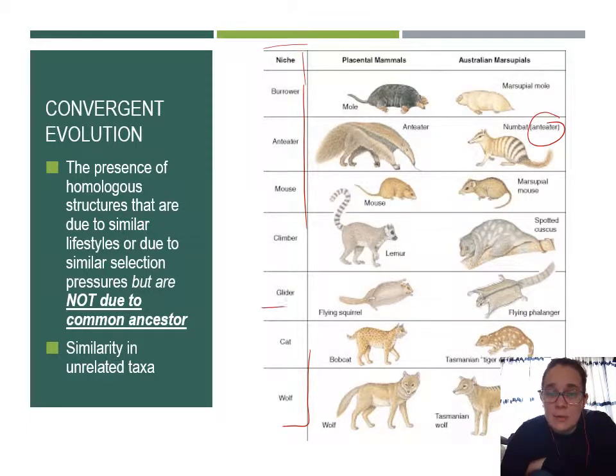Even down here, when we look at things that glide, so our flying squirrel versus our flying phalanger, that's a hard one to say, those guys aren't related to each other. They just share common traits. They might have common structures as well. They might be able to do similar things, but they are definitely not related to each other.